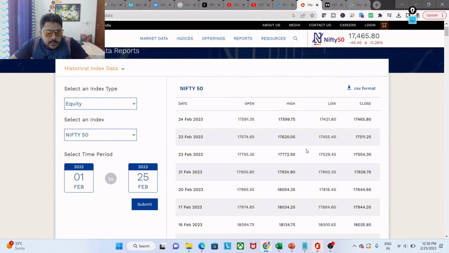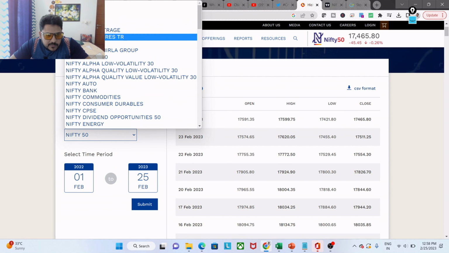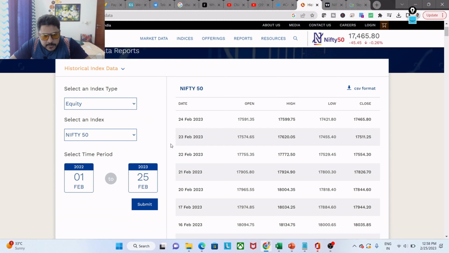So we go to this Nifty indices reports historical data. Okay, here you will be able to select equity, fixed income, multi-asset. So I'm going to select Nifty 50 here. Okay, and then I am going to choose.